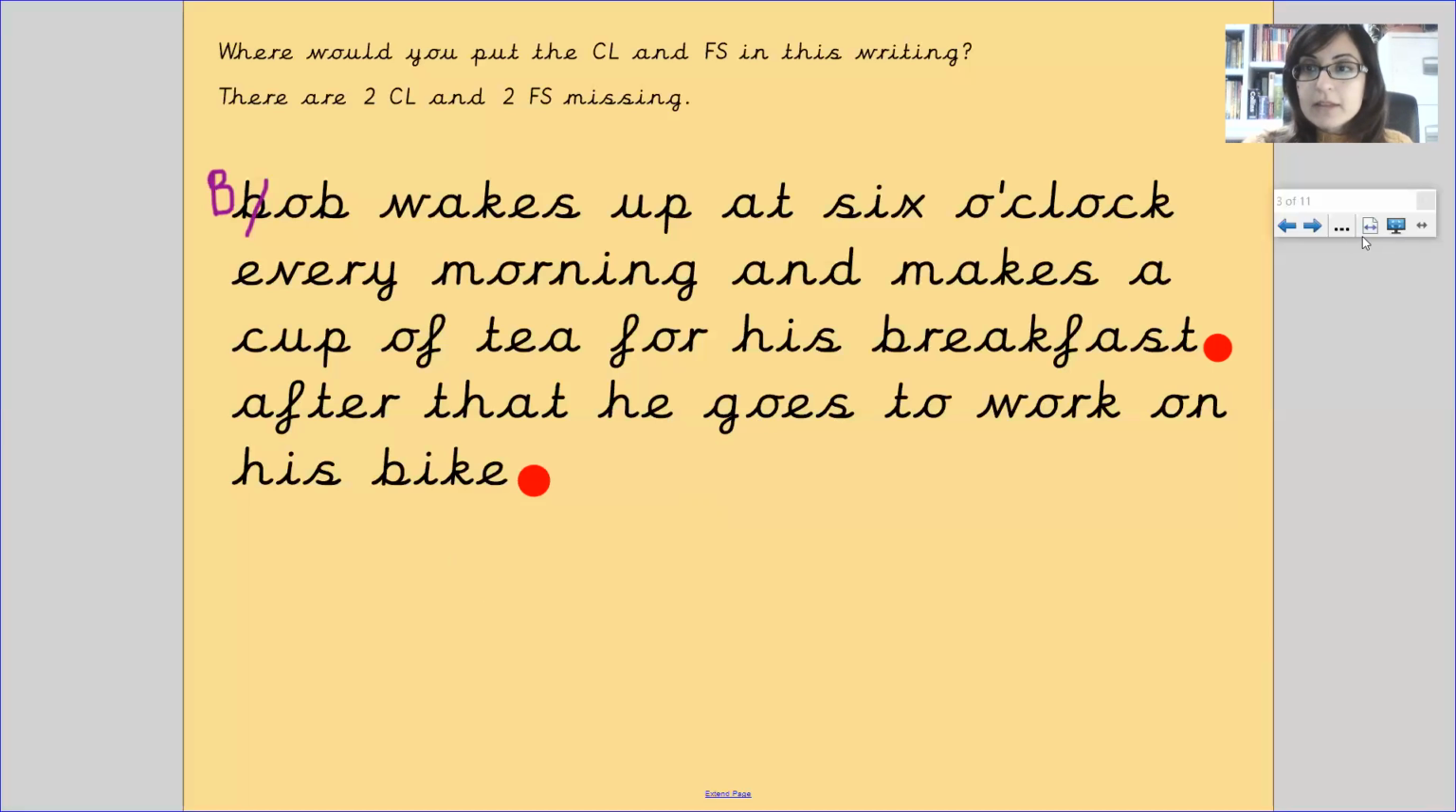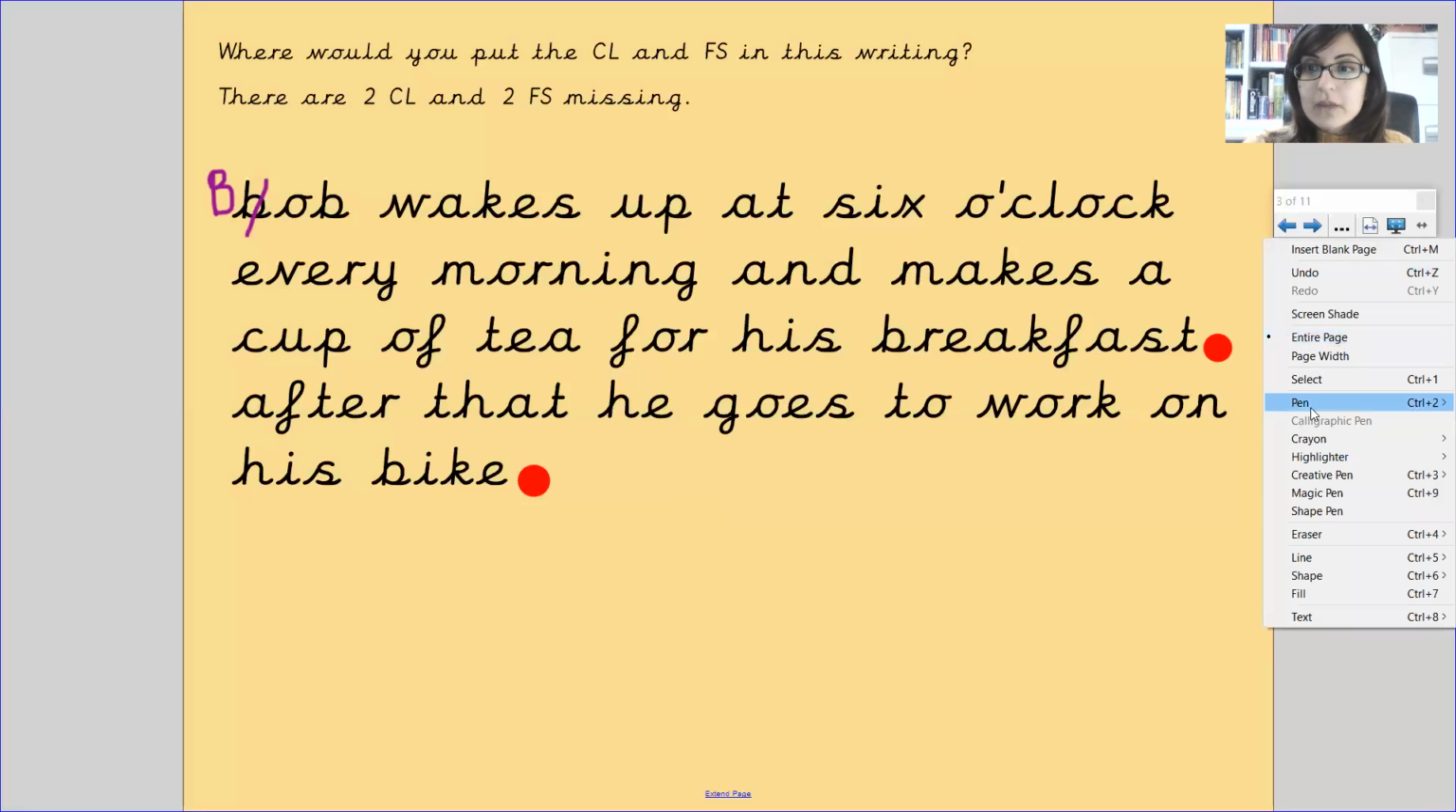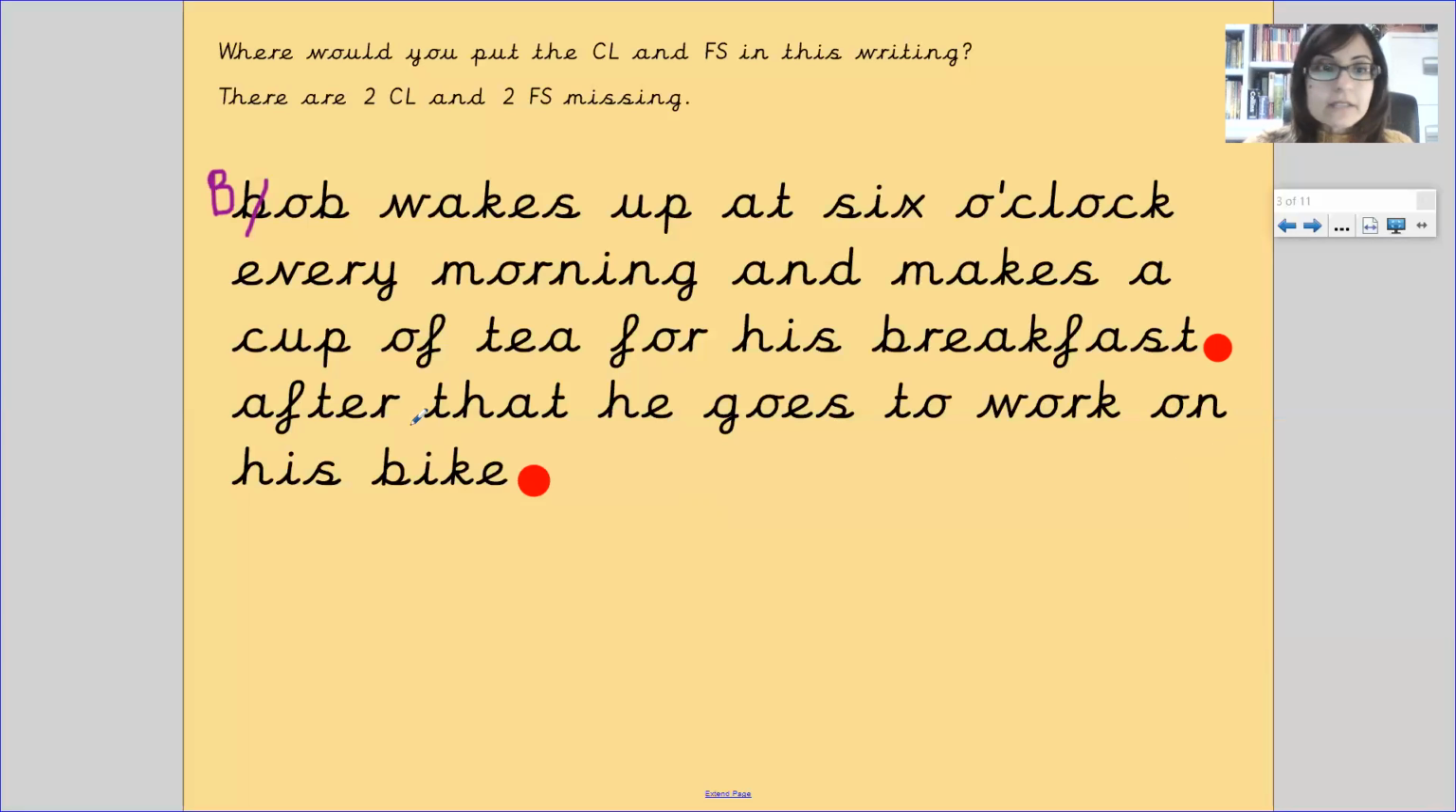Let's get our pen out and see where we are going to put in the second capital letter. Full stop after breakfast, capital letter for after. Here we go. Bob wakes up at 6 o'clock every morning and makes a cup of tea for his breakfast. After that, he goes to work on his bike. Full stop. There we go. So there are 2 capital letters and 2 full stops. Let's have another go.